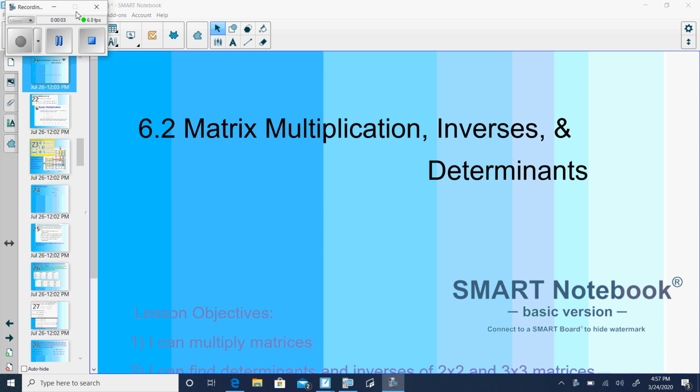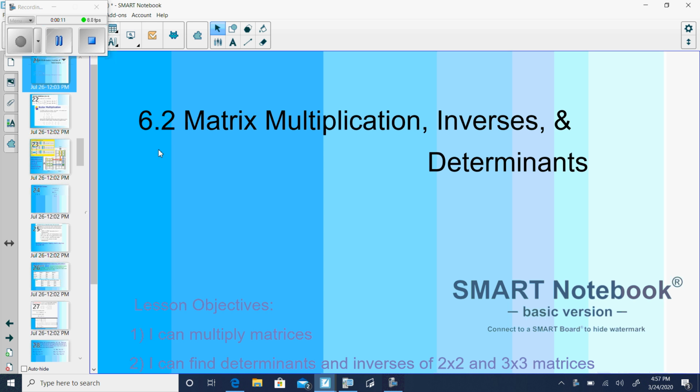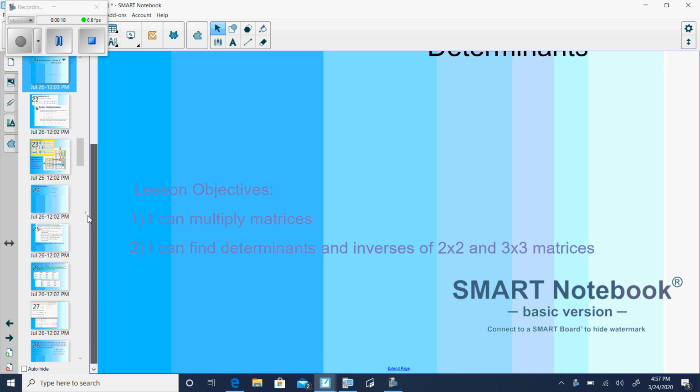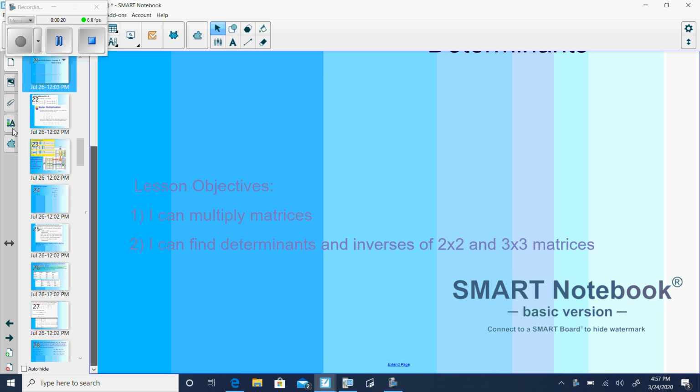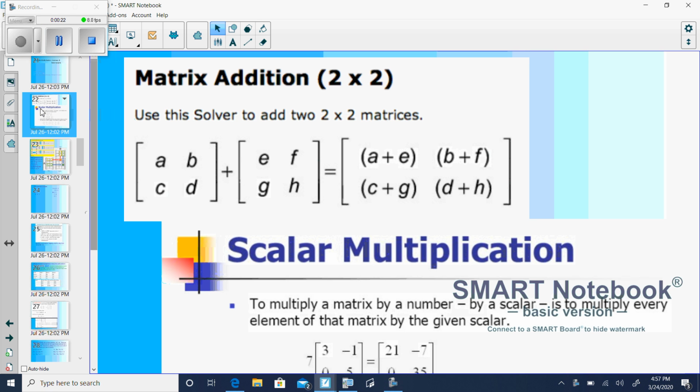All right, so we're going to go through the 6-2 notes, and we'll go through the homework from last week. The title of this section is Matrix Multiplication, Inverses, and Determinants. Lesson objectives: I can multiply matrices, and I can find determinants and inverses of 2x2 and 3x3 matrices.